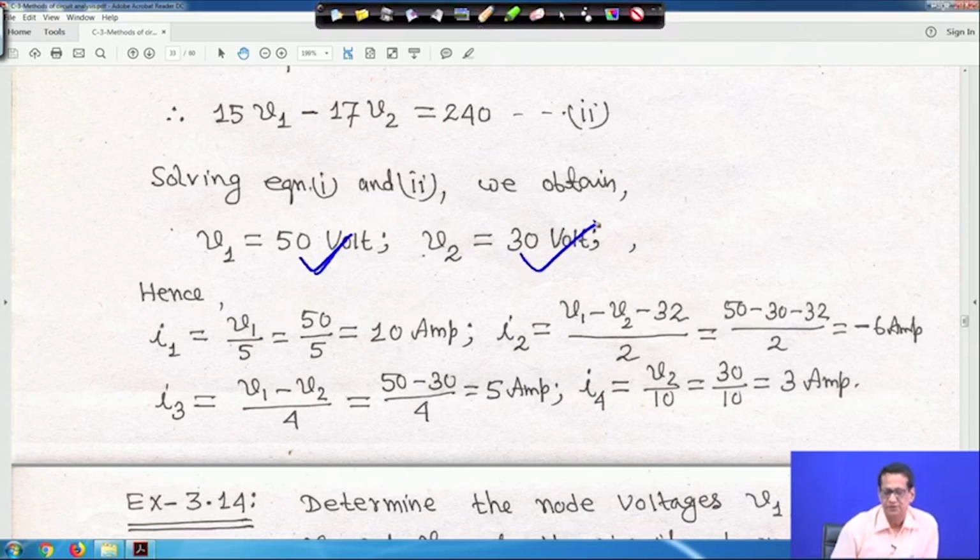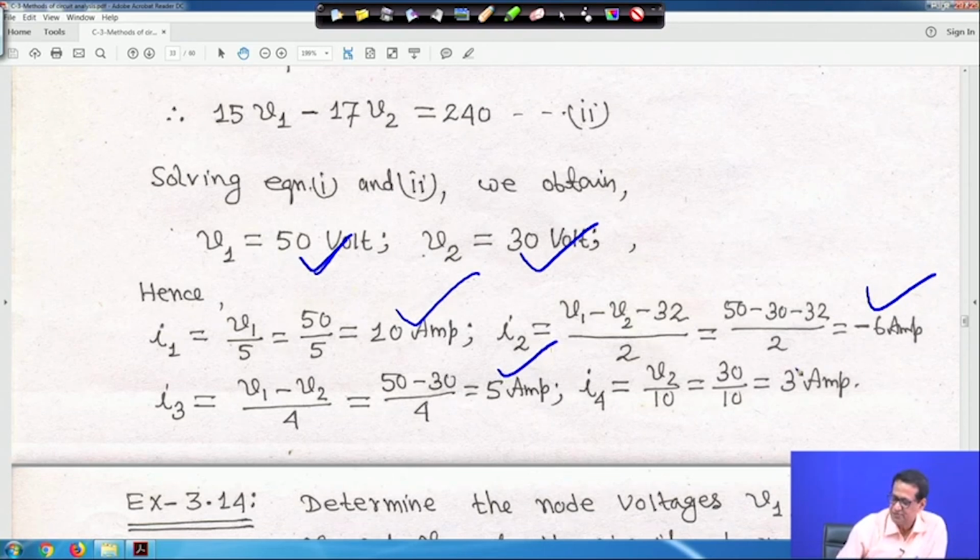V2 is equal to 30 volt, and I1 is V1 by 5. So, we solve I1 is 10 ampere, I2 is V1 minus V2 minus 32 by 2. So, I2 is equal to minus 6 ampere, that is, the current is actually flowing in the other direction from the direction shown in the circuit. Then I3 is equal to 5 ampere and I4 is equal to 3 ampere, right. So, there should not be any confusion on solving this, whether it is a difficult problem or a simple problem, we are considering all sorts of things.